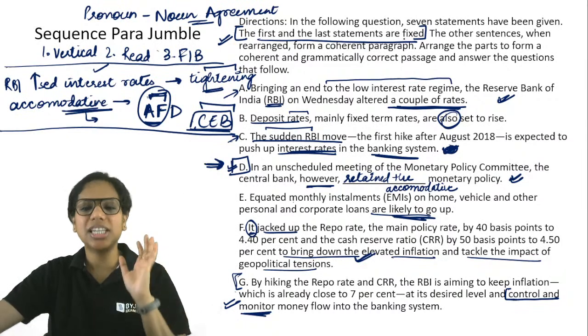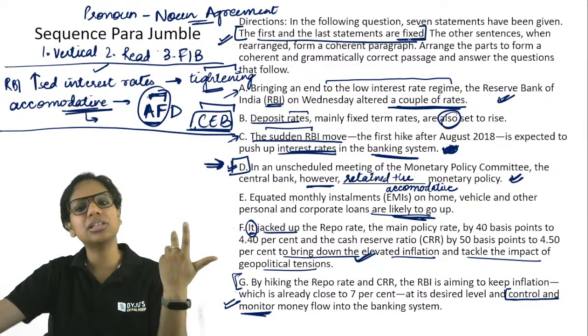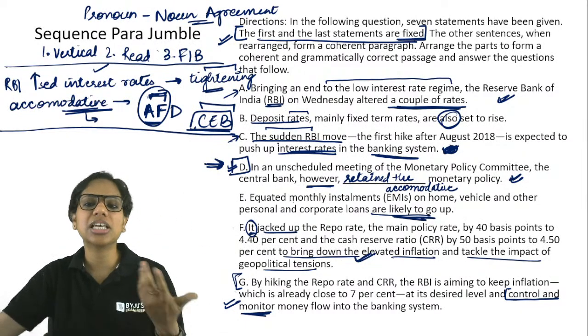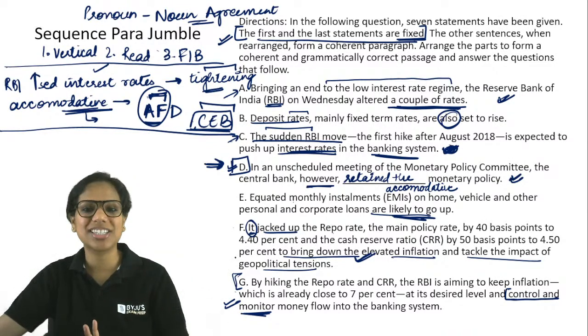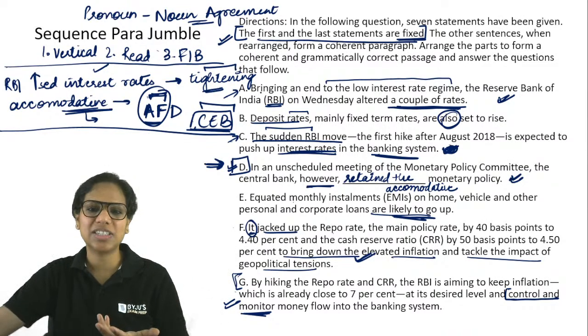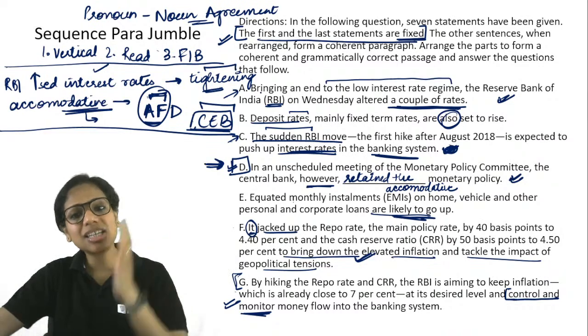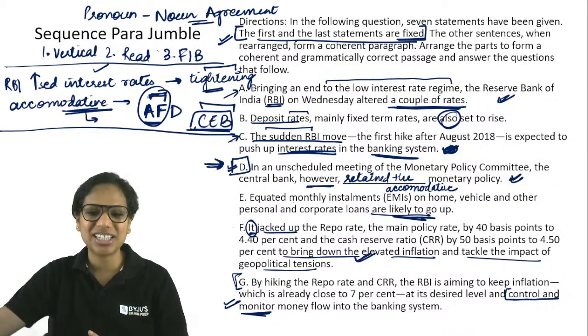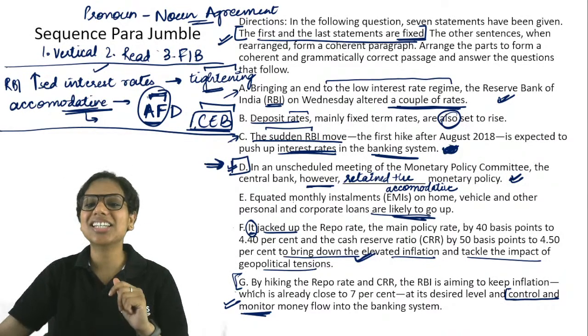Right? So that's why I didn't take these into account. But yes, good observation. The instructions tell us that the first and the last statements are fixed. So G has to be the closing sentence here. A has to be the opening sentence. But now you even understand the rationale behind why A is the opening sentence. Let's understand the rationale behind why G is the closing sentence.